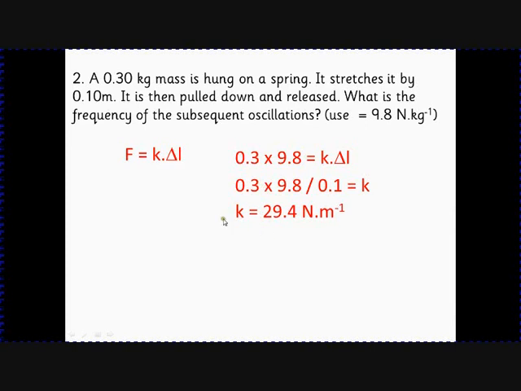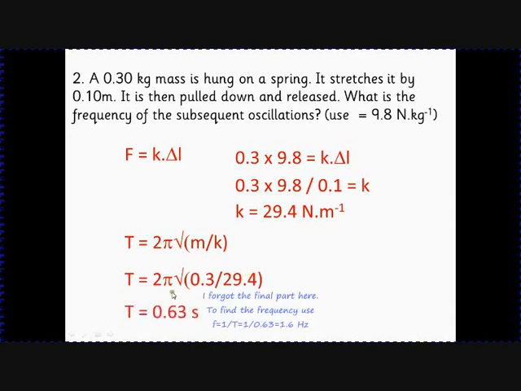Okay, so you must remember that kind of idea first, before you can then go on to T equals 2 pi root m over k. Put the numbers in again. Here's our mass, still 0.3 kilograms. Here's our spring constant. Stick those in your calculator, you get 0.63 seconds for the period.